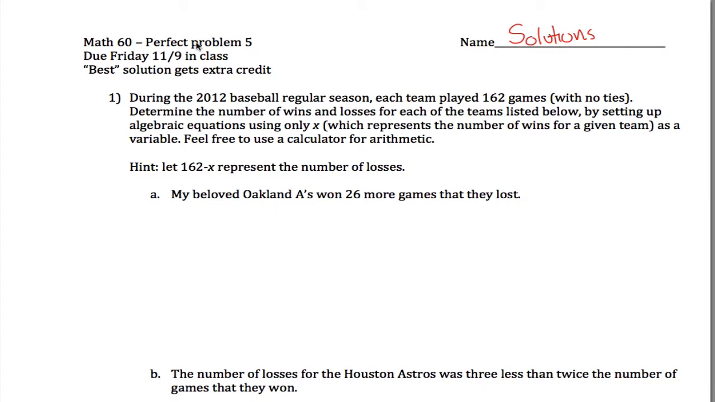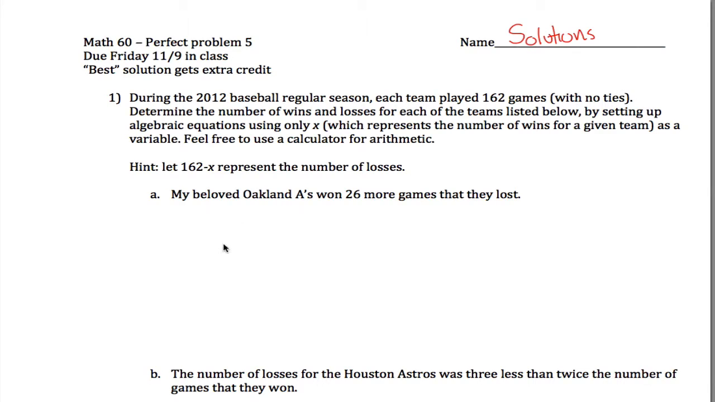Here are our solutions to perfect problem 5 for Math 60. This is the one about the baseball games. Every team plays 162 games, and we're going to let X represent the number of wins that team has. The little hint here is we could make 162 minus X the number of losses, because they play 162 games, so those that they don't win, they lose.